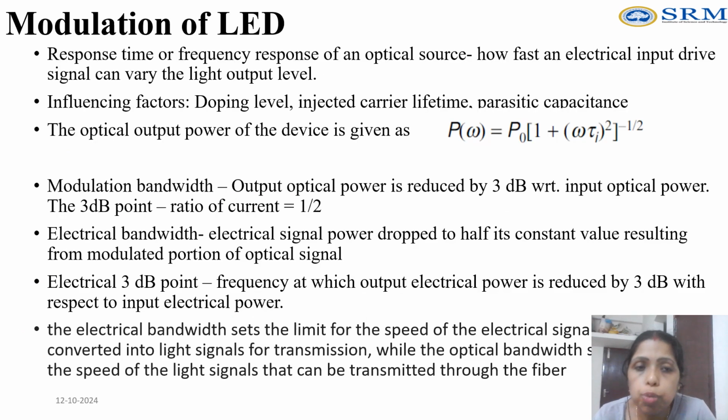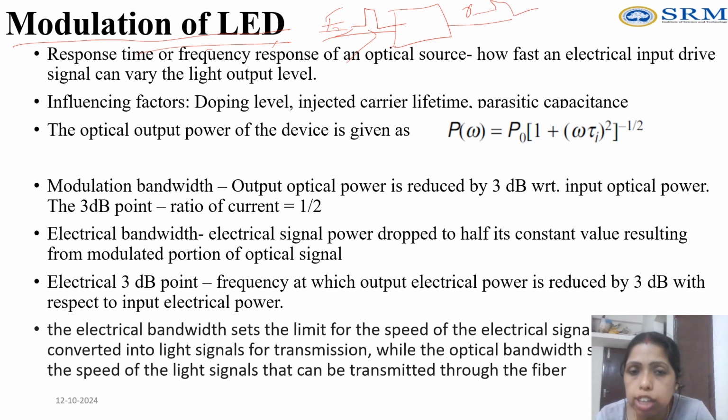Now come to one more point, the most important point: the modulation of the LED. Modulation means the LED is also acting as one kind of system. You are giving an electrical signal and you are getting an optical signal. Suppose this is the electrical pulse; the same pulse you should get at the output side in the case of a system.